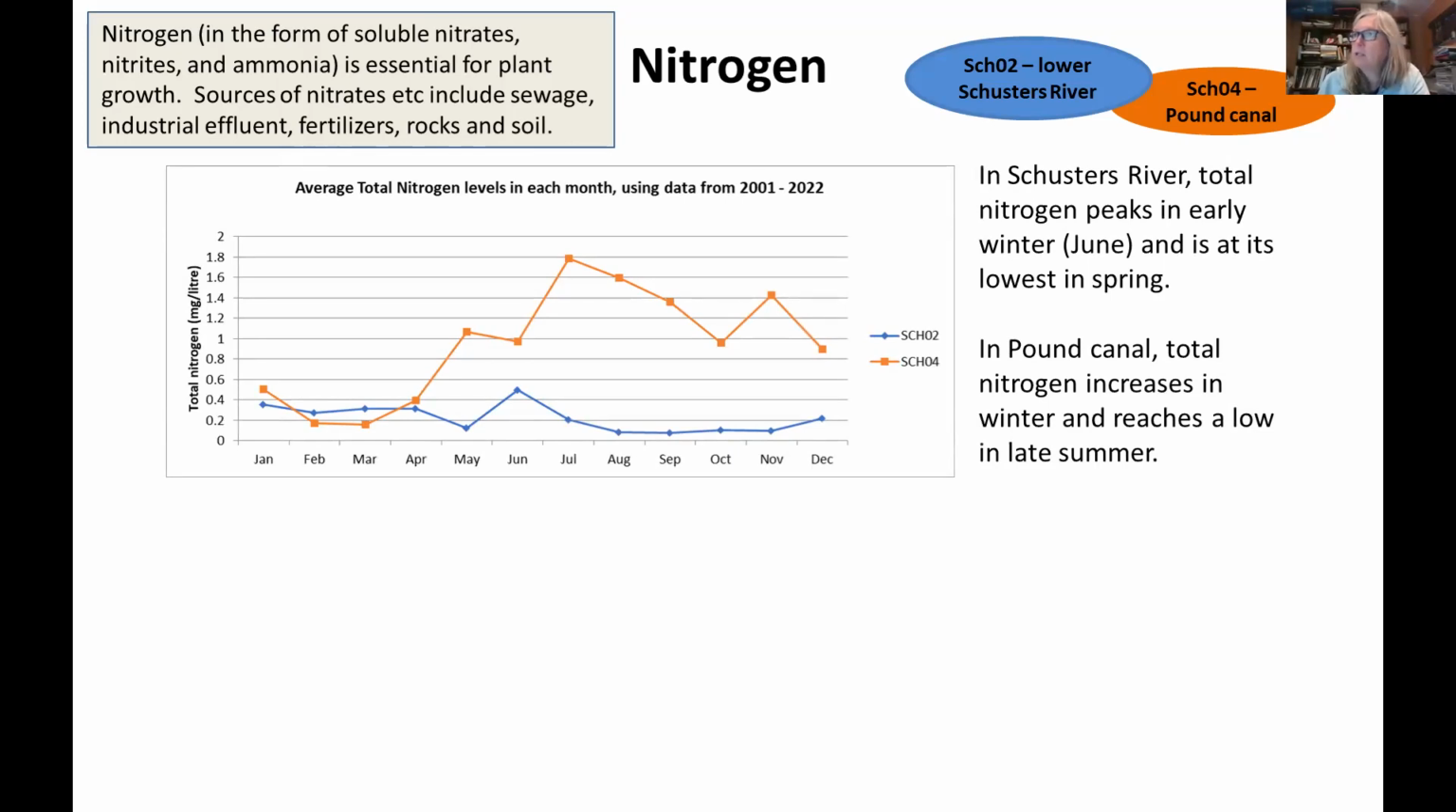But basically, in the Schusters River, you've got total nitrogen. So I've put nitrates, nitrites, and ammonia together. Schusters River, you've got a peak in early winter, and it's at its lowest in spring. Whereas in the Pound Canal, total nitrogen increases in winter and reaches a low in late summer. So similar, but it's got a few more ups and downs.